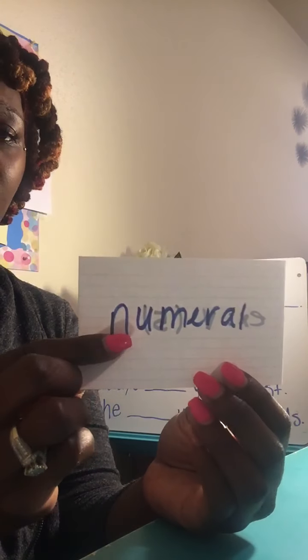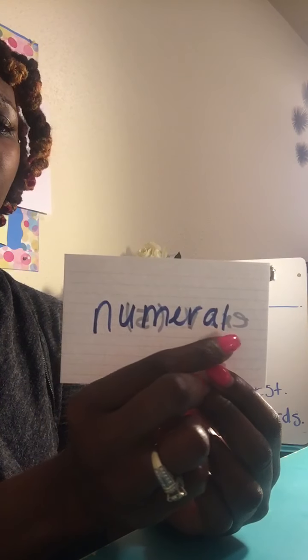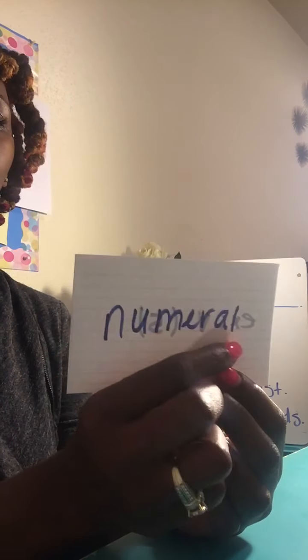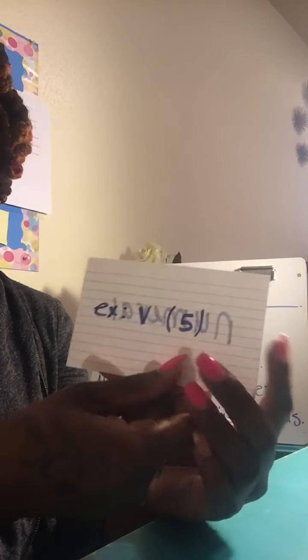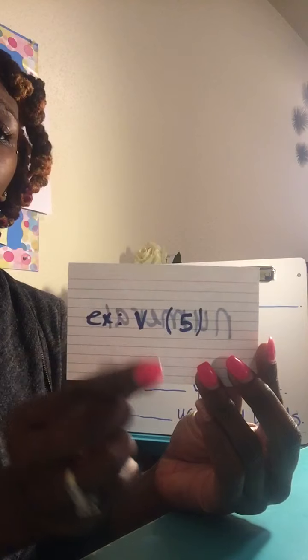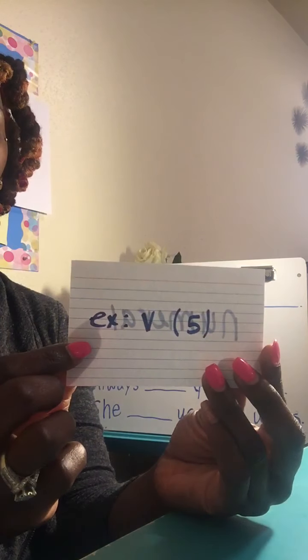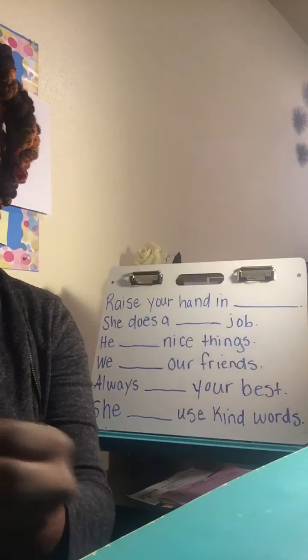Numeral. When you see numeral, an example is, this is a numeral. It looks like it's a V, but it's also the number 5. This is an example of numeral.